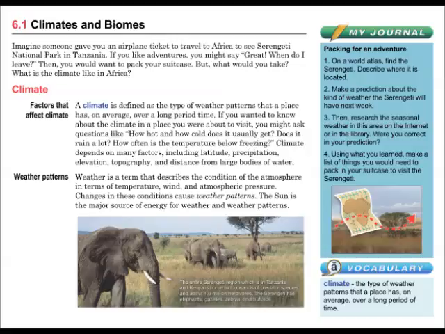Weather is a term that describes the condition of the atmosphere in terms of temperature, wind, and atmospheric pressures. Changes in these conditions cause weather patterns. The sun is the major energy source for weather and weather patterns.